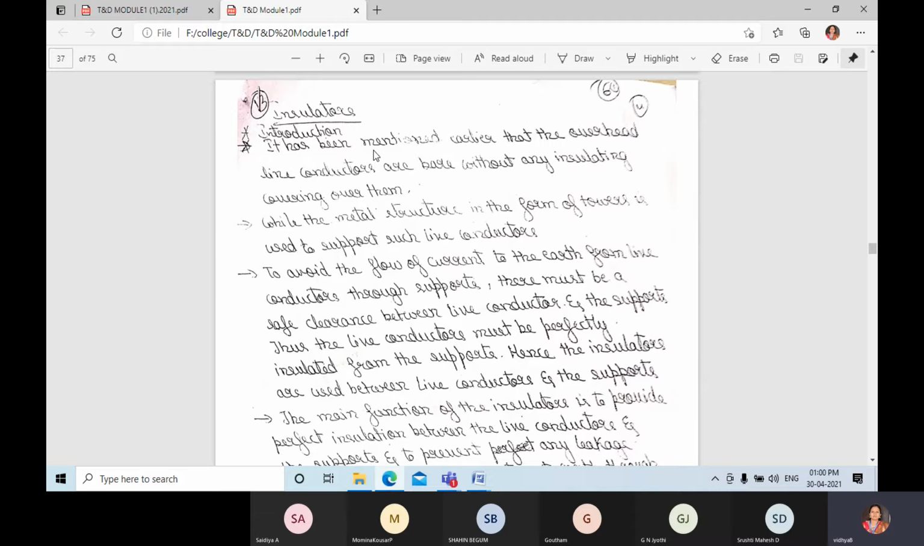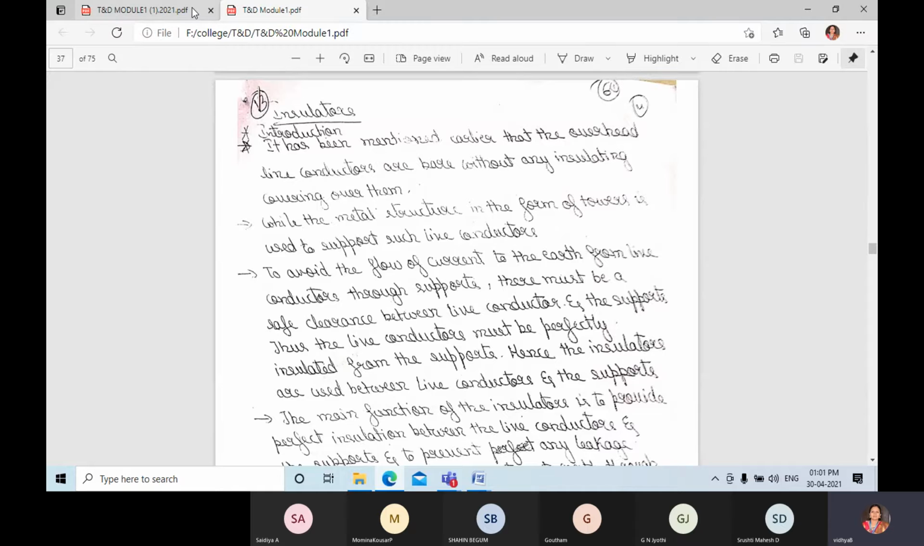Why do we use insulators? Here the overhead line conductors are bare, that means they don't have any insulation. Air acts as an insulating medium. So the line conductors are bare without any insulating covering over them, while the metal structure in the form of towers is used to support the live conductors. To avoid the flow of current to the earth from the live conductors through the supports, there must be a safe clearance between the live conductors and the support.